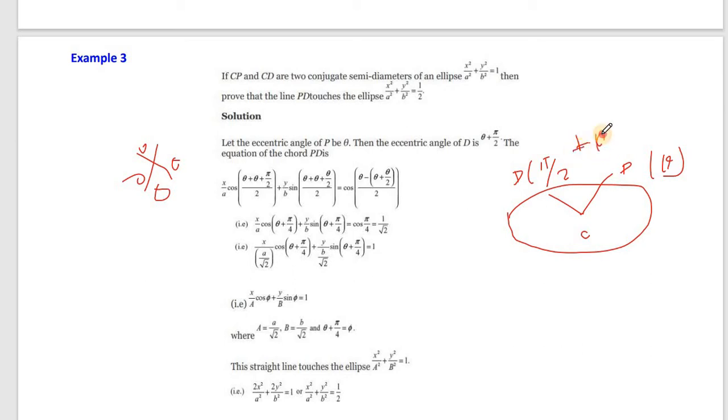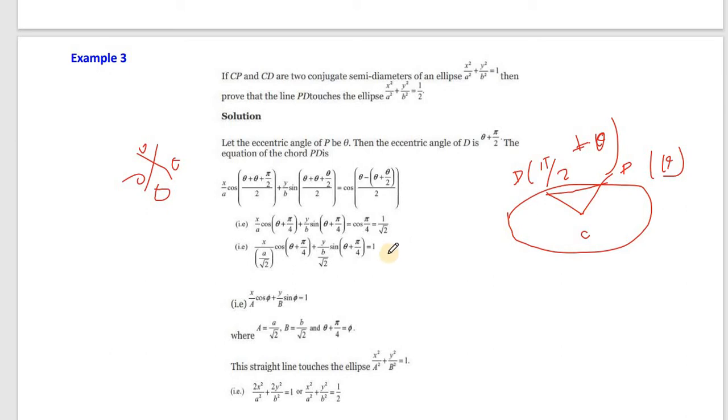Pi by 2 plus theta. So let the eccentric angle of this be theta, then the eccentric angle of D is this. The equation of the chord PD. So if I consider this, this is a chord in a given ellipse, namely here it is taken as PQ.